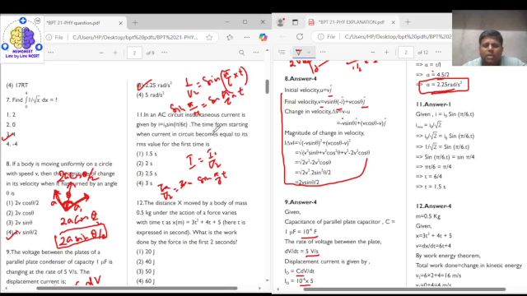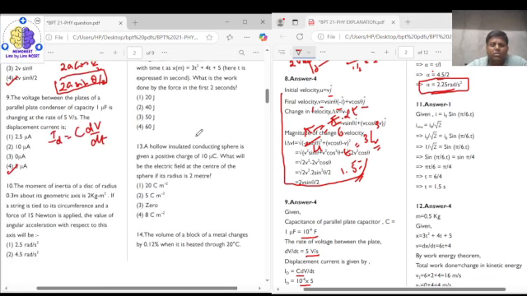So we can say that pi by 4 is equal to, let me write it here, pi by 4 is equal to pi by 6 into t. So pi and pi cancel out. We get t is equal to 3 by 2 seconds. 3 by 2 seconds is nothing but 1.5 seconds. So the correct answer for question number 11 is 1.5 seconds. That is the first option, that is 1.5 seconds.